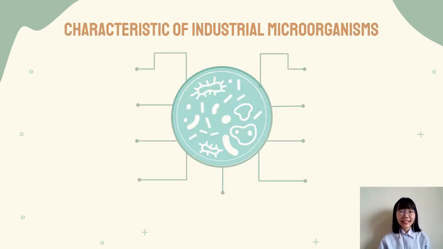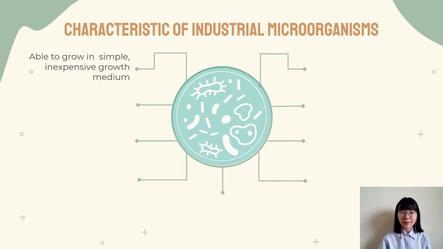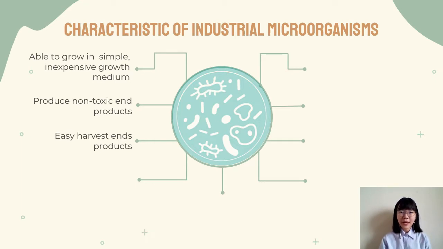There are some characteristics of microorganisms used in industrial microbiology. The first one is they must be able to grow in simple and inexpensive growth medium. This will help to reduce the cost of adding additional growth nutrients to the medium. The next one is the end products of the industrial microorganism should be non-toxic and easily harvested. The industrial microorganism should be able to grow rapidly in the growth medium and able to produce desired end product under a short period of time to avoid contamination.